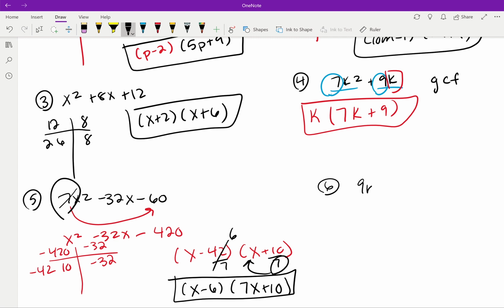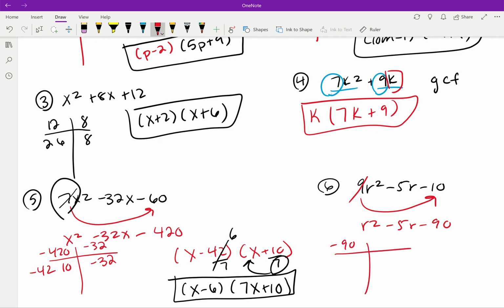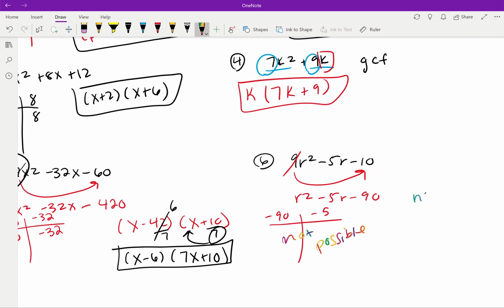Okay, number 6. I have 9r squared minus 5r minus 10. So this is factoring when a is greater than 1. So I'm going to use my swing method. Swing it to the front, cross it out. R squared minus 5r minus 90. So I need two numbers that multiply to negative 90 but add to negative 5. And that is just not possible. So if something is not possible, when we factor it, we can write one of two things. We can write no solution, or we can write not factorable. Those were the two things you could have written.